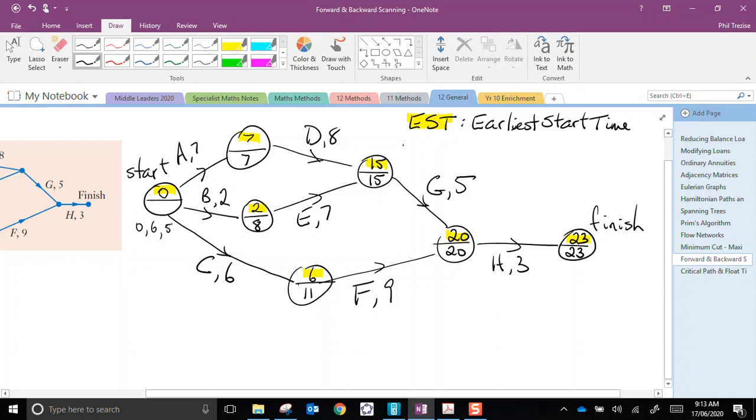Now, because we're working backwards, remember in a forward scan we picked the largest value? It's the opposite. When we're working backwards, we pick the smallest of the choices. Now, here are 3 different choices. The smallest is 0, so I'm going to choose 0 and write that in the bottom half of this vertex. Let me highlight those numbers. There they are. And those represent the latest starting time.